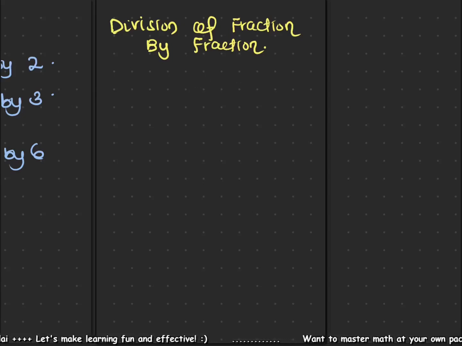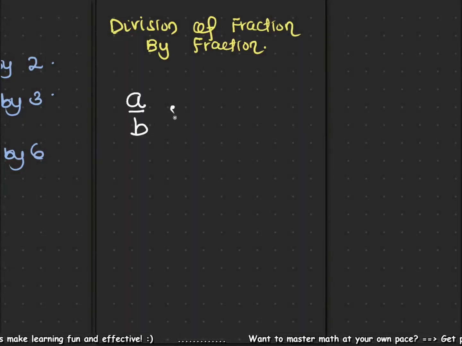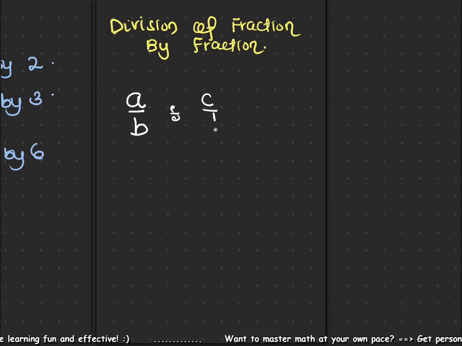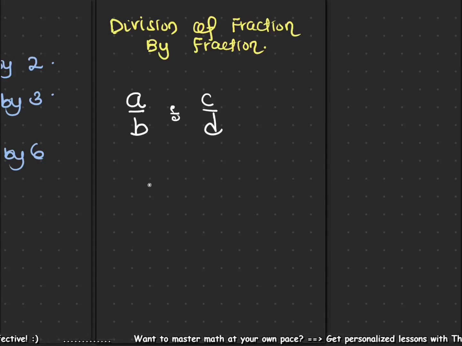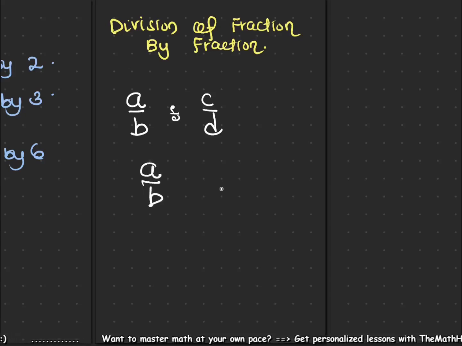Let's say you have an arbitrary fraction. So you have A over B divided by C over D. We want to perform this operation. Now, to perform this operation, we still maintain the first fraction, that is A over B. We maintain it as it is.